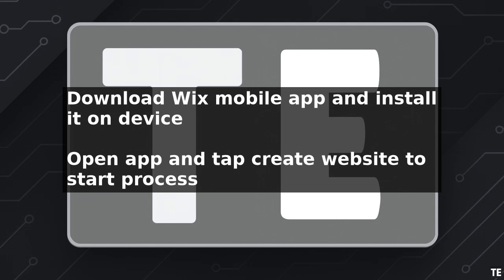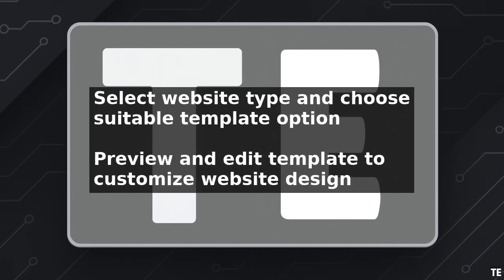Next, select the type of website you want to create, such as a business, blog, or online store. Choose a template that suits your needs. Wix offers a wide range of mobile-friendly templates. Tap on the template to preview it and then tap on Edit to start customizing. Customize your website by adding text, images, and other elements. Use the drag and drop editor to move elements around and arrange them as you like.